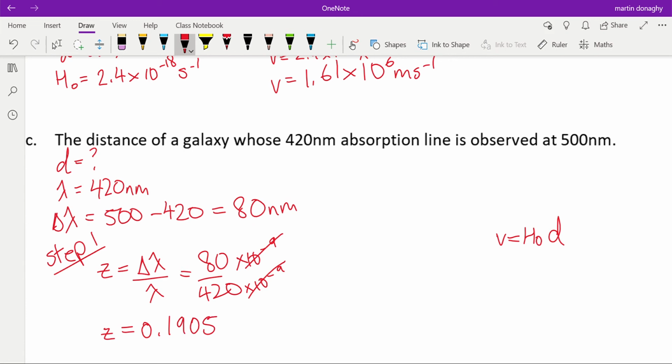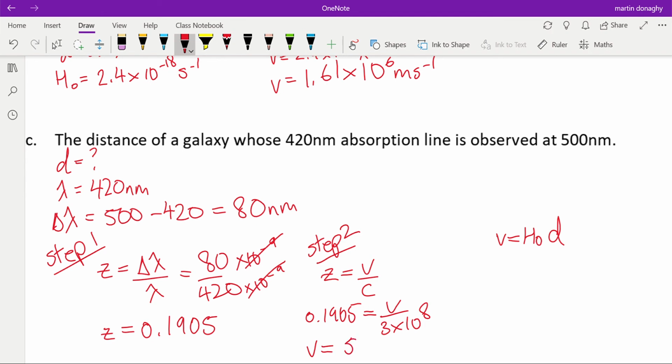We can then use that in our second step, our second equation. The second way we have of defining that z parameter is the ratio of velocity. So if I put in my values there, multiply by 3 by 10 to the 8, gives me that the recessional velocity is 5.715 by 10 to the 7. You can see I'm keeping these answers to 4 significant figures so I can give my final answer to 3.